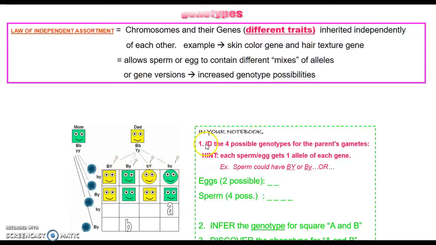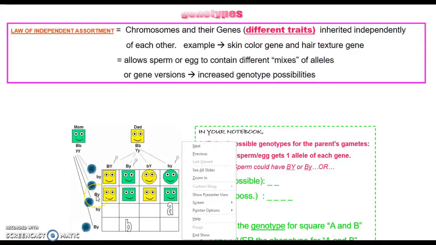All right, the task here is to identify the 4 possible genotypes for the parents' gametes. So you got to do dad and mom. If you follow along, there's 2 possibilities for mom's eggs. An egg will contain either recessive B, recessive Y, or it'll contain dominant B, recessive Y. And for dad's sperm, there's 4 possibilities.